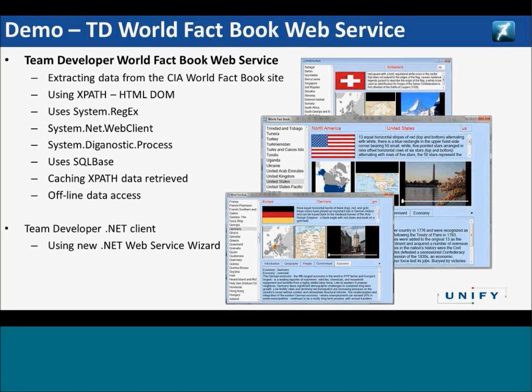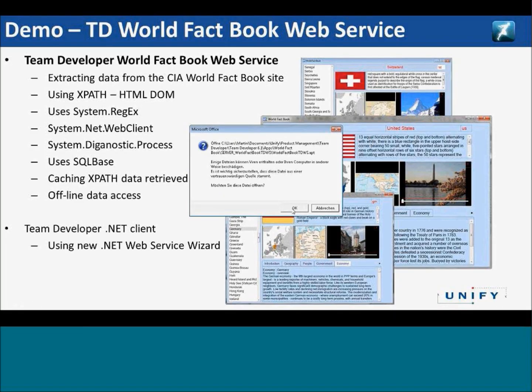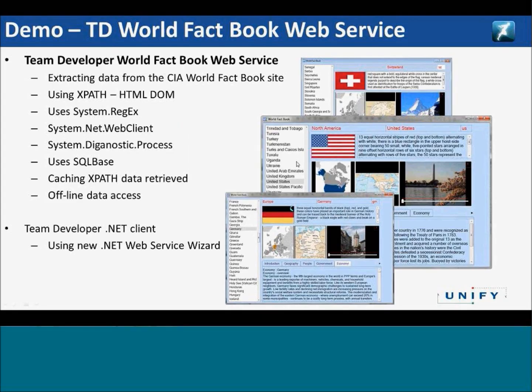And those web services have a number of things in them. They use XPath, System.Regex, so a number of back-end processing, including calls to the .NET framework, calls to SQLBase, and it could even do offline data access by accessing the CIA website directly and retrieving the data from HTML pages instead of going through the database. So what I'm going to do first here is show you the Team Developer code of the web services that are available remotely.